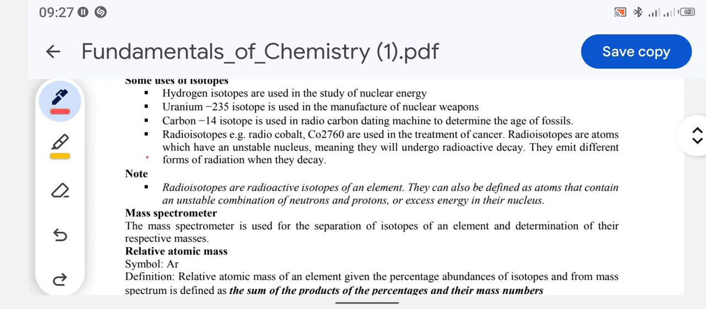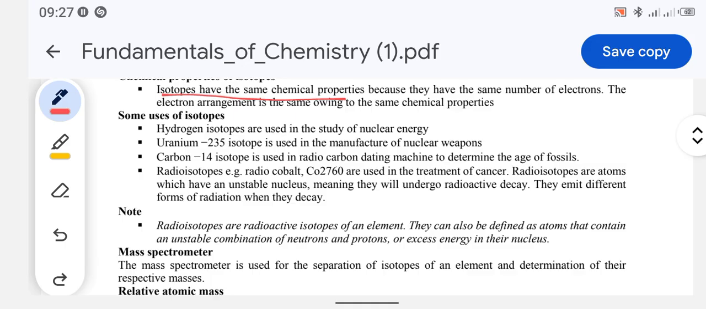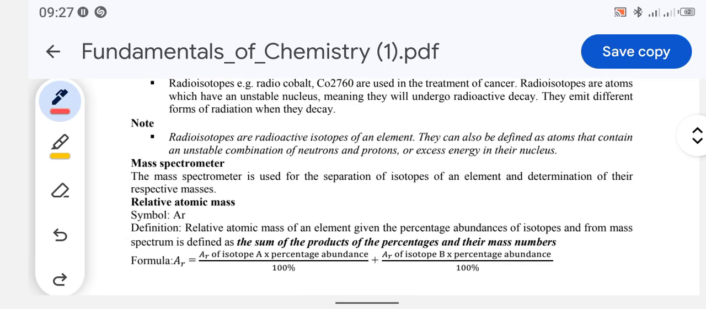Alright, so the uses of isotopes. Number one, hydrogen isotopes are used in the study of nuclear energy. Then uranium-235 is used in the manufacture of nuclear weapons. Then carbon-12 isotope is used in radiocarbon dating to determine the age of fossil fuels.